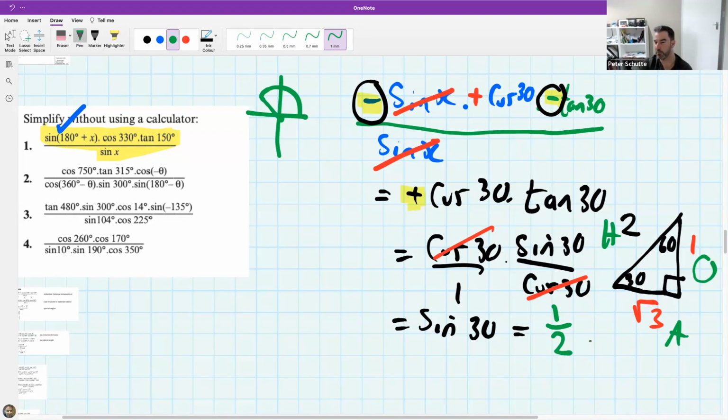So if you look at that, that would typically be a 5-mark question. And we had to use the reduction formula a couple of times.